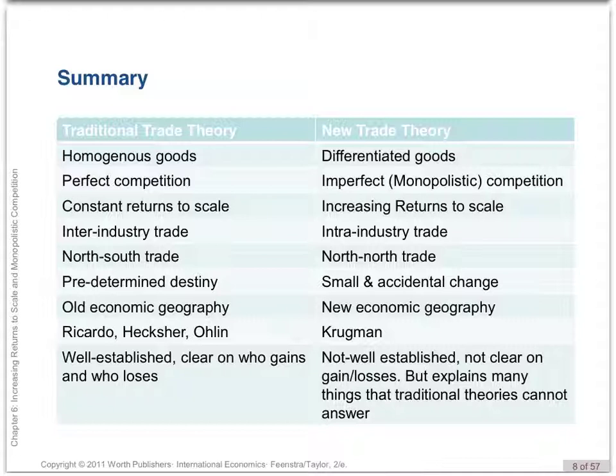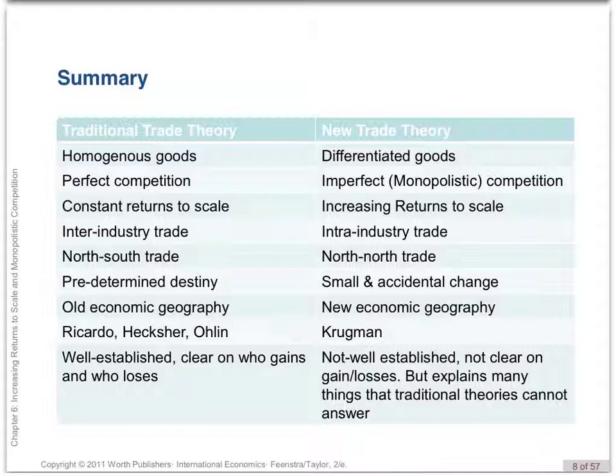But in the real world, we have differentiated goods. This is what we have in the new trade theory. And under perfect competition, each firm is very small, so they cannot affect the price. Now we assume imperfect competition, particularly monopolistic competition. So far, we had constant returns to scale, and now we assume increasing returns to scale. And inter-industry trade and intra-industry trade.